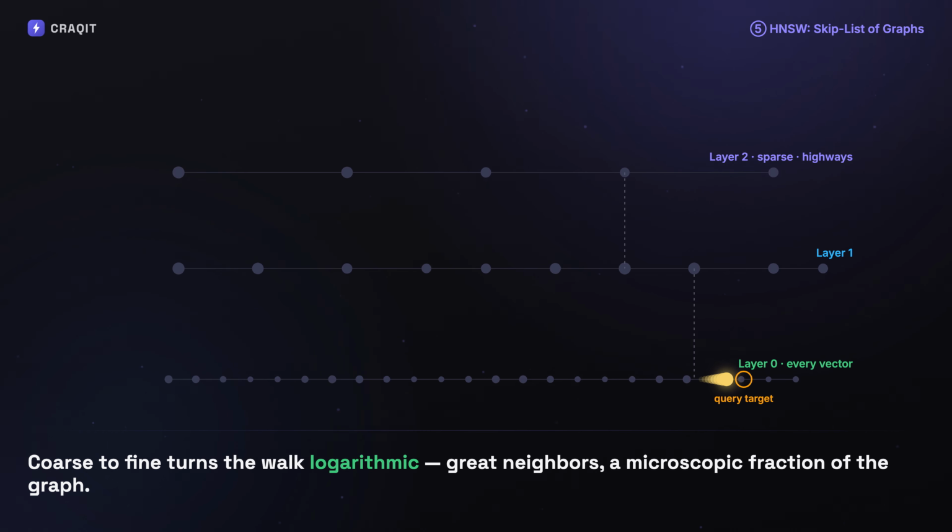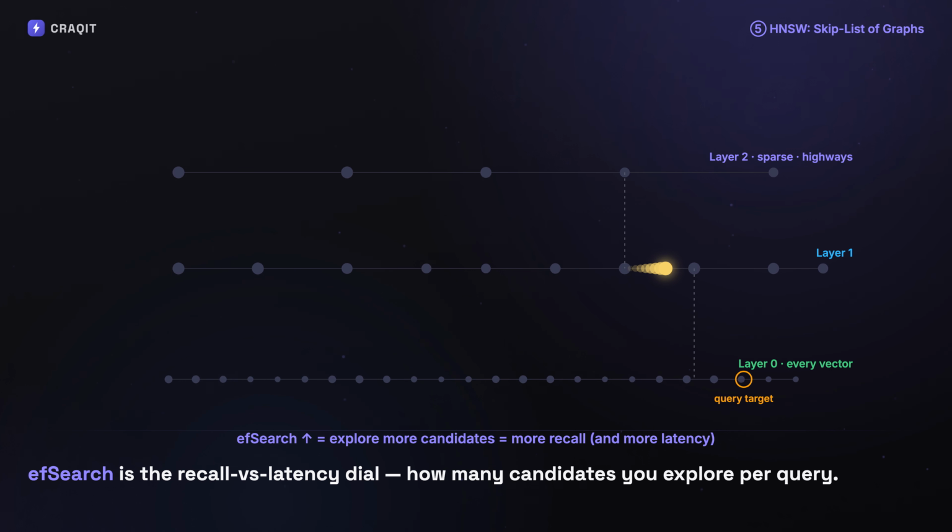3 knobs to name. M. How many neighbors each node keeps. Bigger M, better recall, more memory. efConstruction. How hard you search while building the graph. And the one that matters live, efSearch. How many candidates you explore per query. Turn it up for more recall, down for less latency. That knob is the recall versus latency dial, in your hands at query time.